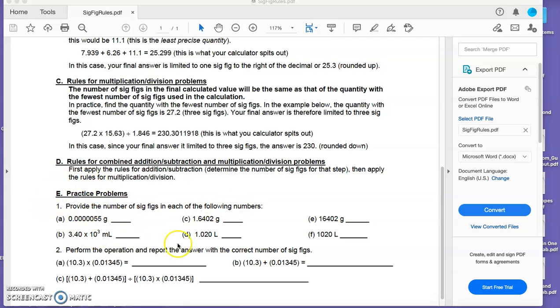So what I want you to do is right here, these practice problems. We're going to talk about these and see if you can get those right. So pause and write down A, B, C, D, E, and F, and write down what you think the answer is.